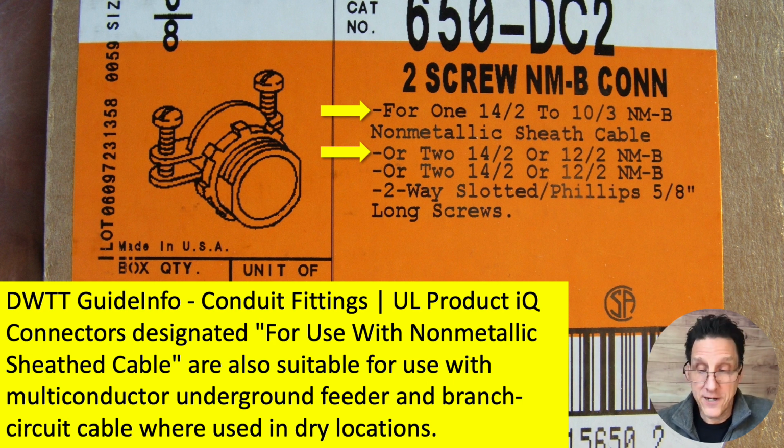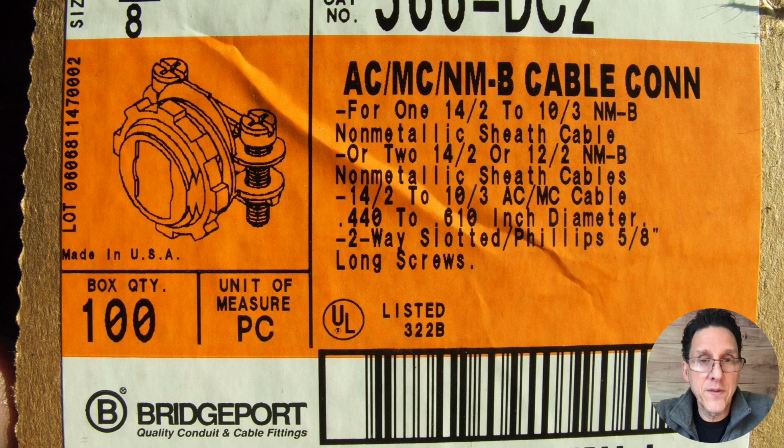Let's take a look at another connector, kind of similar to this, but this one I can't use with MC cable or AC cable, but let's take a look at the next one. Now, this cable connector can be used with NM and MC and AC cable. And I also know it can be used with UF, right? Because it's good for NM. The product information for NM cable connectors tells me I can use UF with this connector. Cool, that's good to know.